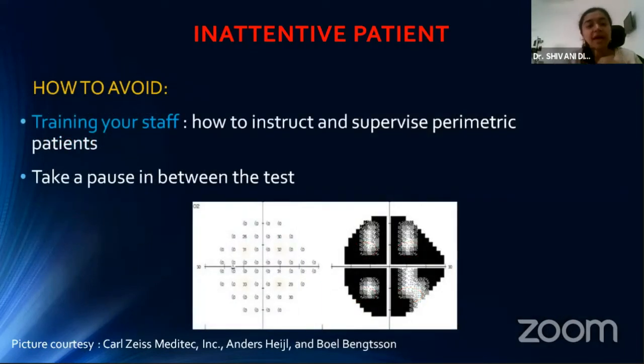These errors can be avoided by training our staff well as to how to instruct and supervise the patient during the test. The patients can be informed that they can take a pause between the test and resume once they get comfortable. And also, if we feel that the patient starts getting inattentive by the end of the test, we can look for a faster strategy.